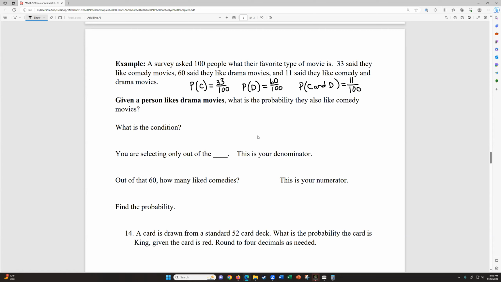So given that a person likes drama movies, what is the probability they also like comedies? The condition that we know is we absolutely know the person we have selected, they like dramas. So we're only going to choose from this group.